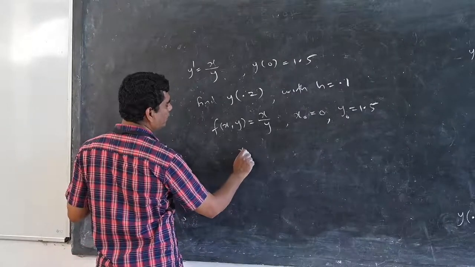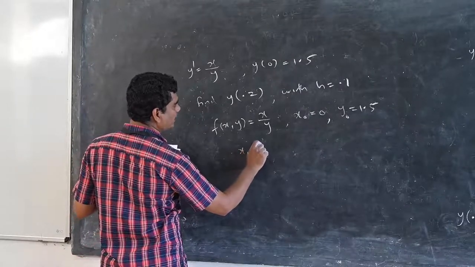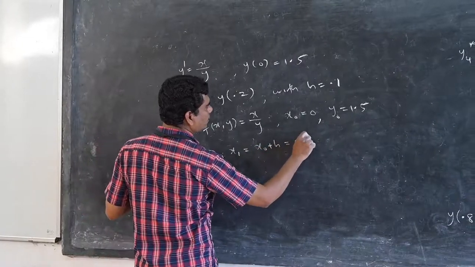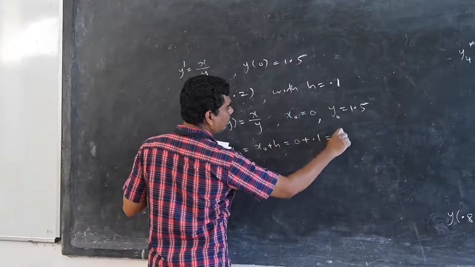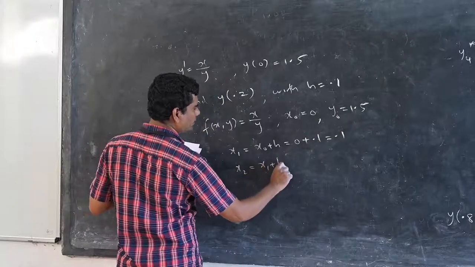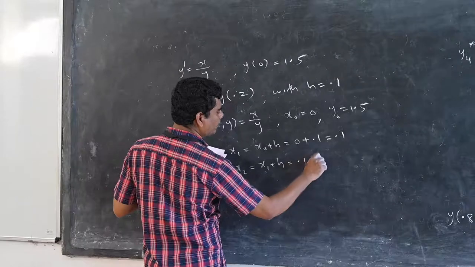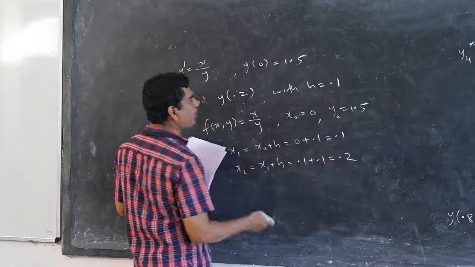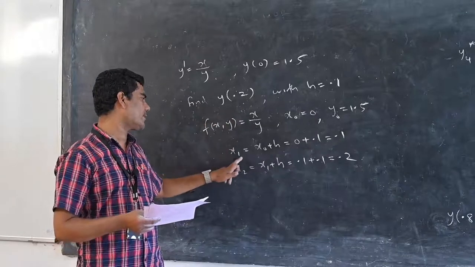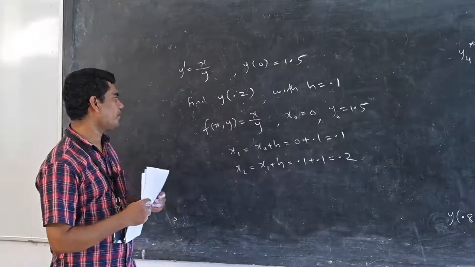So x1 is equal to x0 plus h, 0 plus 0.1 is equal to 0.1. x2 is equal to x1 plus h, 0.1 plus 0.1, so we get 0.2 in two steps. x1 is 0.1, x2 is 0.2.